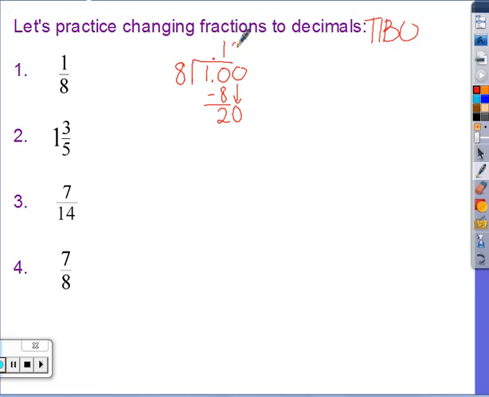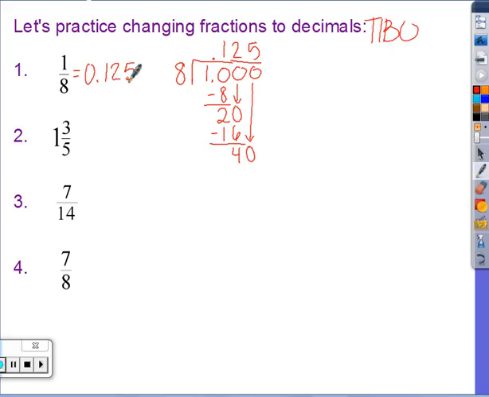8 can go into 22 times, which is 16. I have 4 left over, so I need to add another 0 and bring it down. 40 divided by 8 is 5, so I know that 1/8 is equivalent to 125 thousandths.